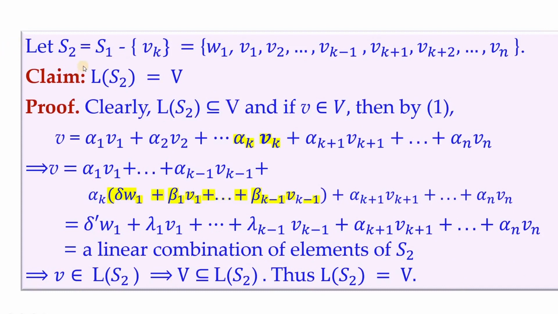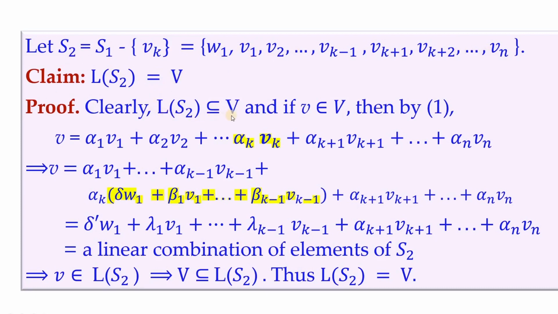Now we shall take S2 to be S1 from which vk is deleted. Okay, we delete vk from S1. S1 we already have as S union that singleton w1, so from that we are deleting one vk. So what we have is this collection S2 to be the set consisting of w1, v1, v2, where vk will not be there, and the rest of the vectors of S will be present. Now we claim that this S2 spans V.